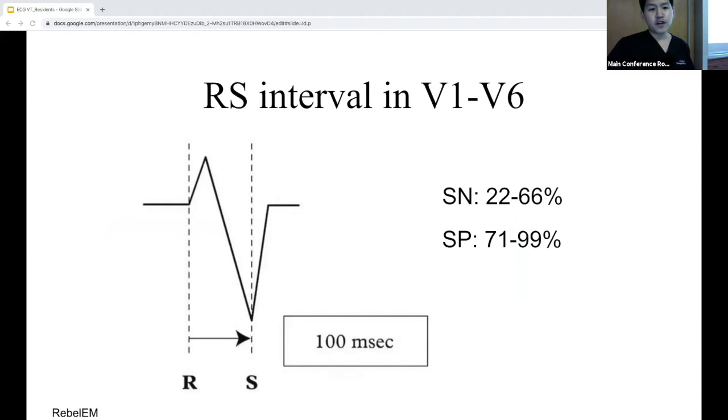Another finding in VTAC that's somewhat specific is measuring the onset of the R wave to the nadir of the S wave. If it's more than 100 milliseconds, it may be indicative of VTAC. This is representative of the slow cell-to-cell depolarization you see in VTAC, whereas in an SVT you're starting with the fast conducting fibers, so maybe you'll have a faster interval.